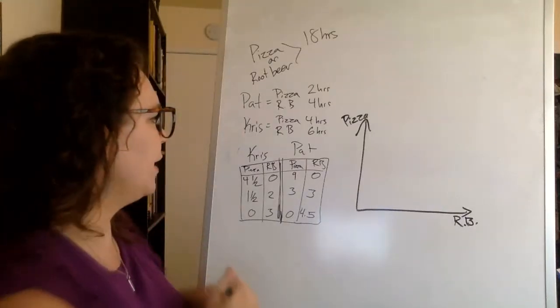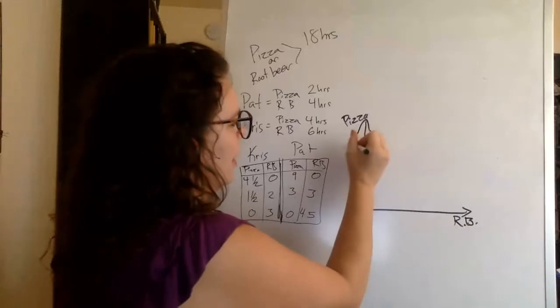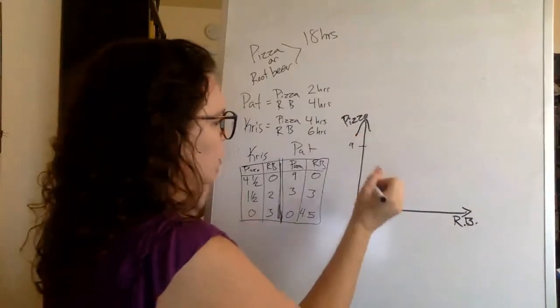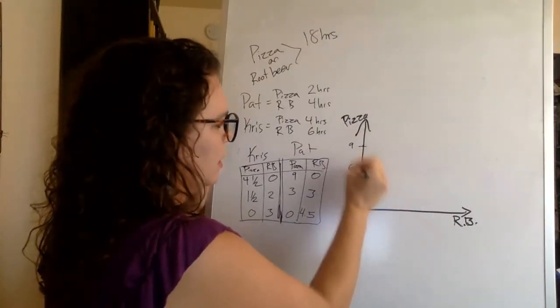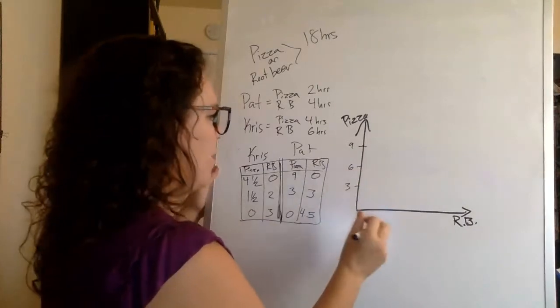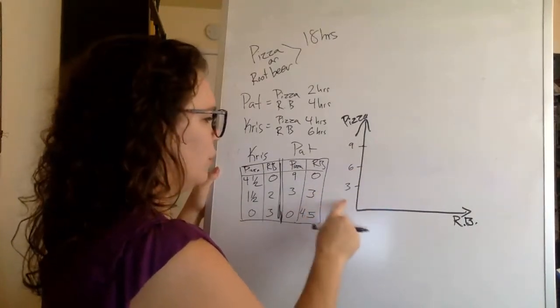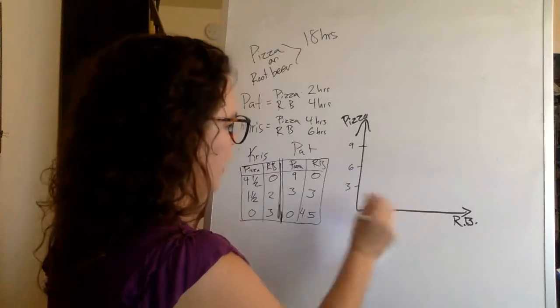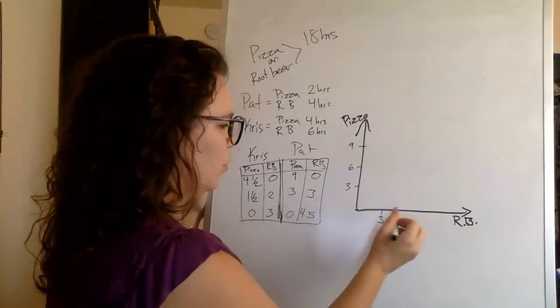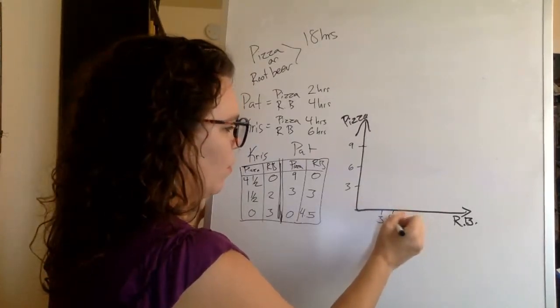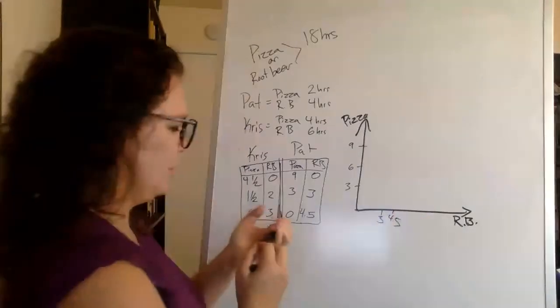And I just want to look at what Pat's production possibilities are. And so I've got a couple here. I said Pat can produce 9 pizzas and 0 gallons of root beer. Let's say that's 6. That would make that 3. And then Pat can also produce 0 pizzas and 4.5 gallons of root beer, right?